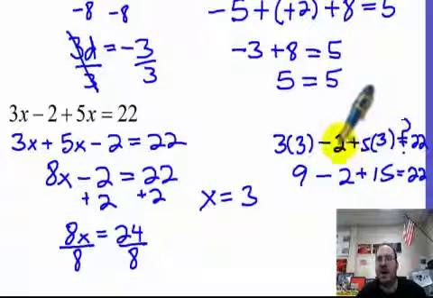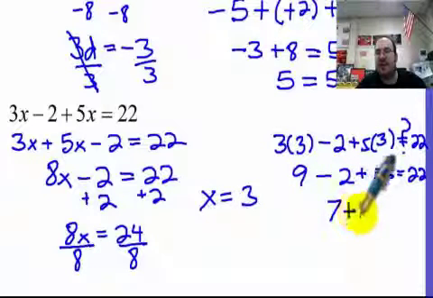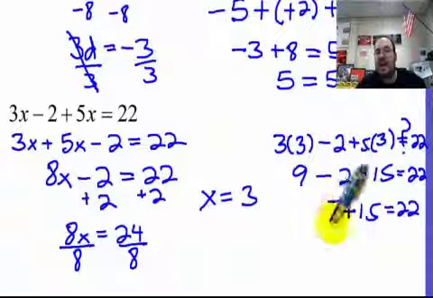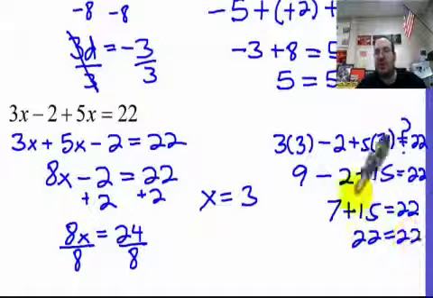So anyhow, 9 minus 2. You just go left to right when you add and subtract. So 9 minus 2 is 7, plus 15 equals 22. And then I get 7 plus 15. Oh, yeah, that does equal 22. I get 22 equals 22. So that's a true statement.